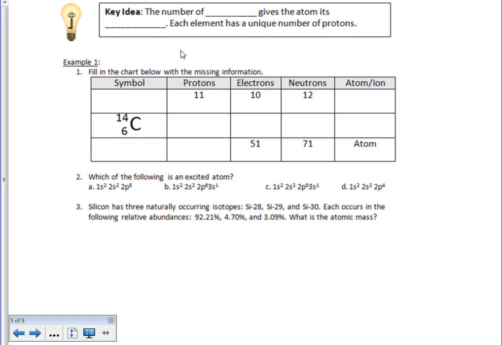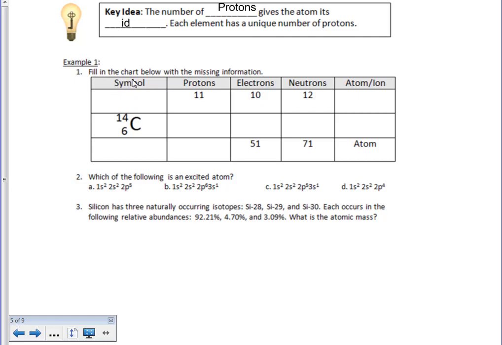When we look at this, the big key idea that we're going to be talking about here is that the number of protons, so our protons, gives the atom its identity. So we're just going to put ID. Okay, that ID piece there is what tells us exactly what it is. So each element has a unique number of protons. That's what gives it its specific identity.